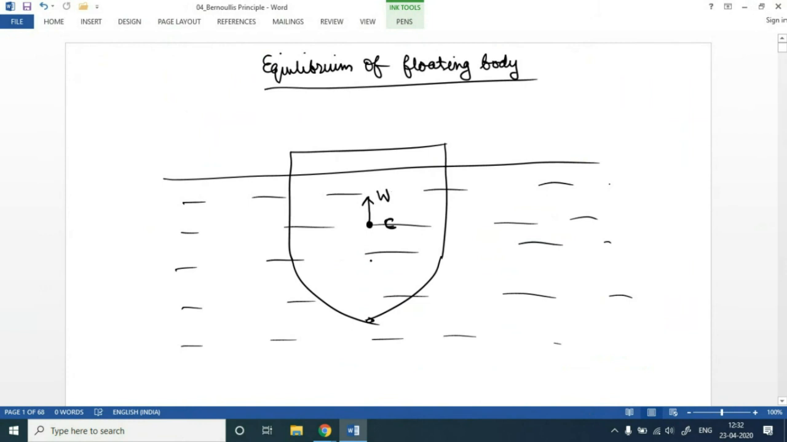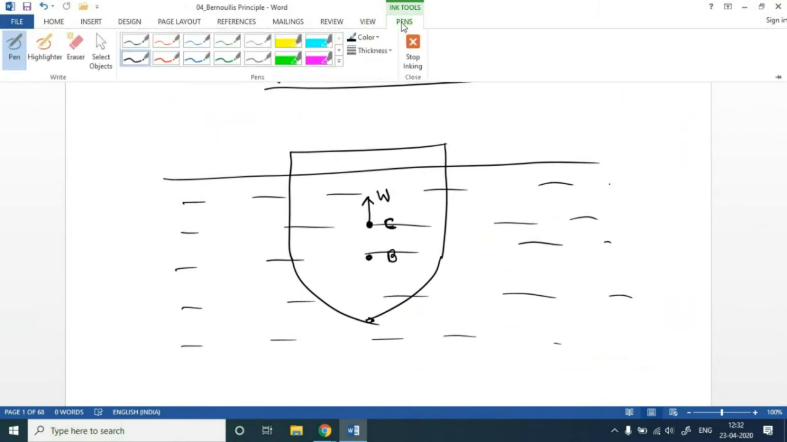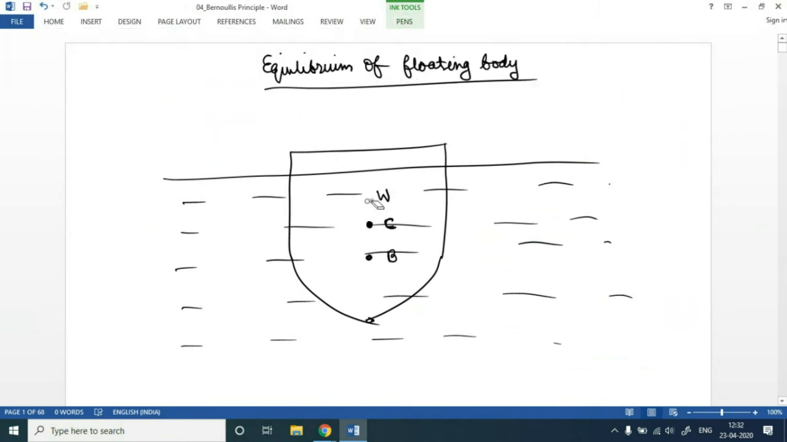There would also be something called center of buoyancy, which we discussed yesterday. There would be some point which would be the center of mass of the submerged part of this body, and this would be center of buoyancy. Sorry, I have put the weight opposite. So weight would be downward, whereas the buoyancy would be upward over here. These will be the forces acting on this body.